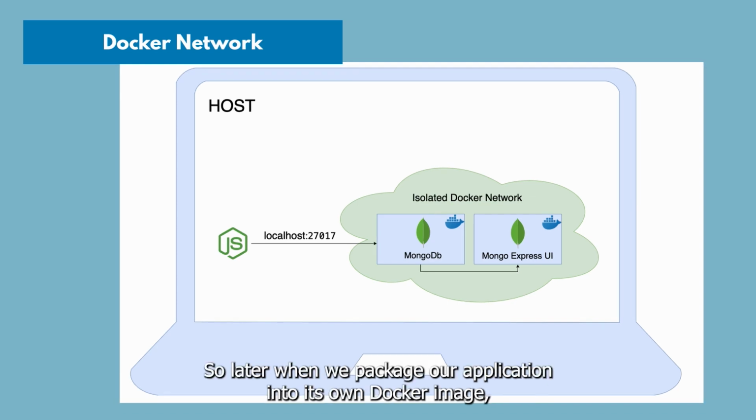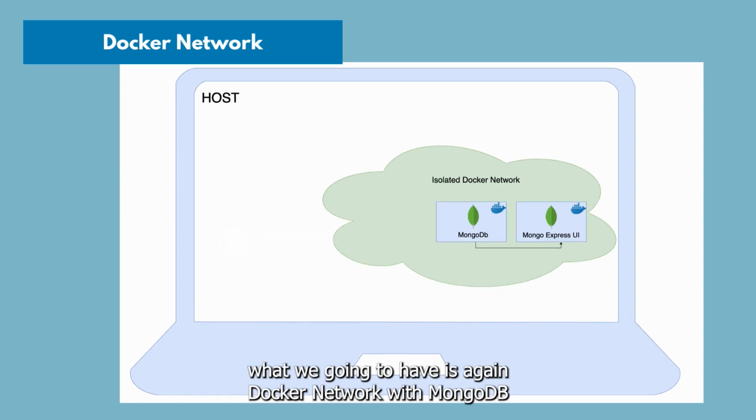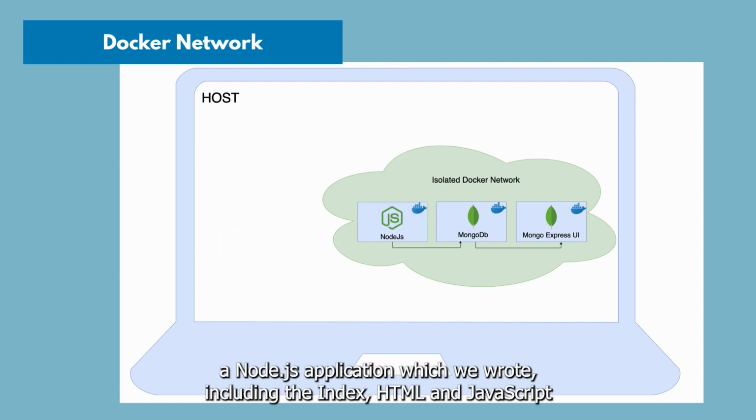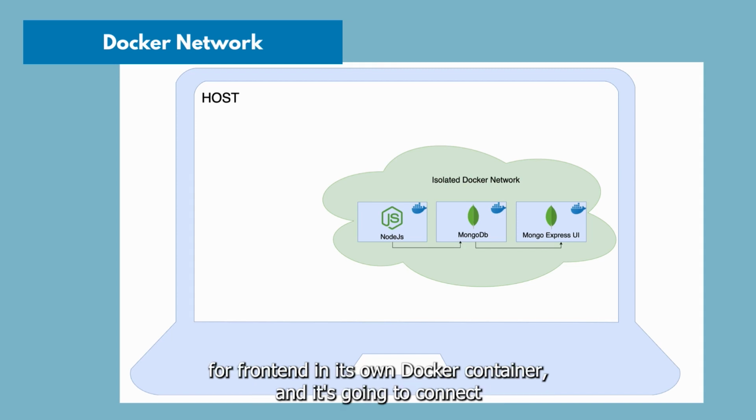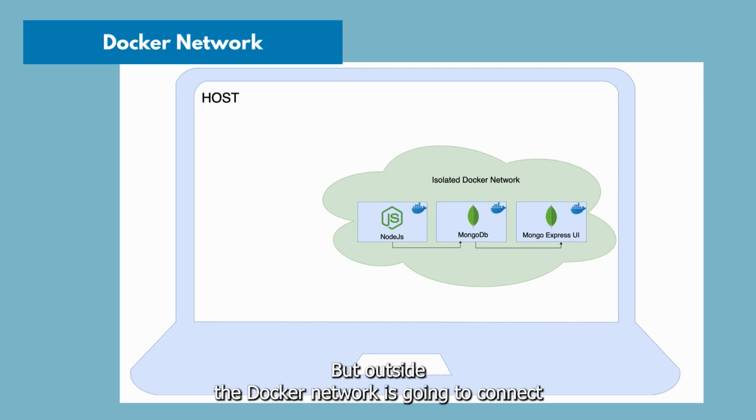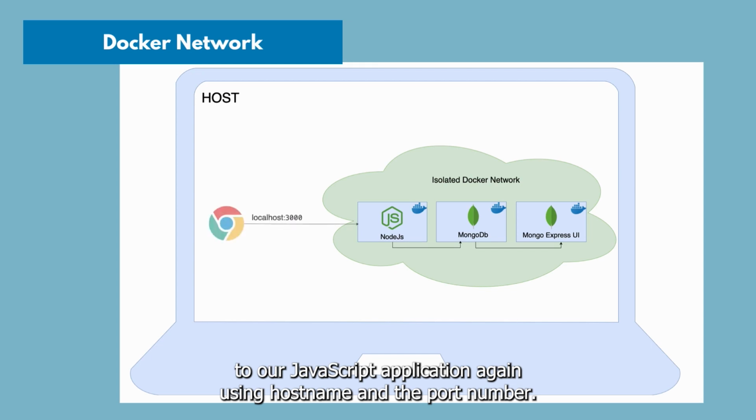So later, when we package our application into its own Docker image, what we're going to have is, again, a Docker network with the MongoDB container, the Mongo Express container, and the Node.js application which we wrote, including the index.html and JavaScript for the frontend, in its own Docker container, and it's going to connect to MongoDB. And the browser, which is running on the host but outside the Docker network, is going to connect to our JavaScript application, again using hostname and the port number.